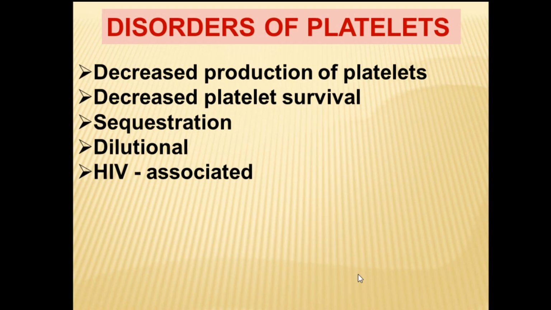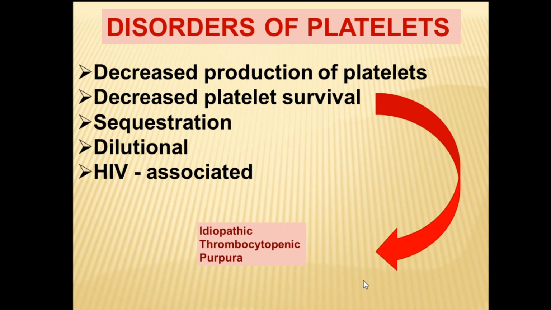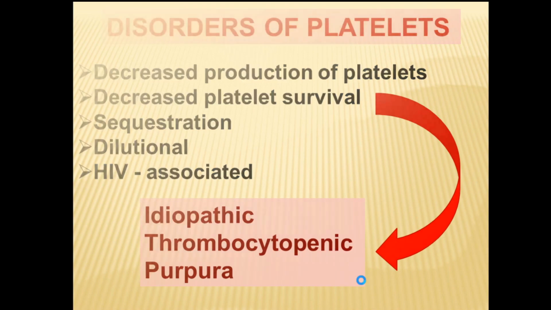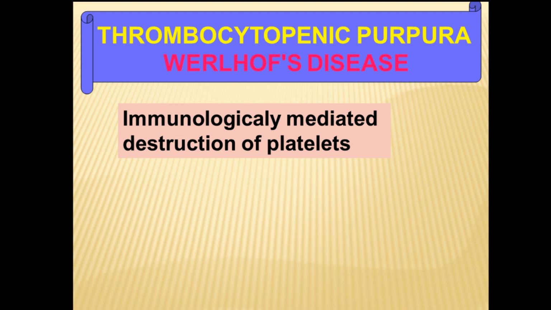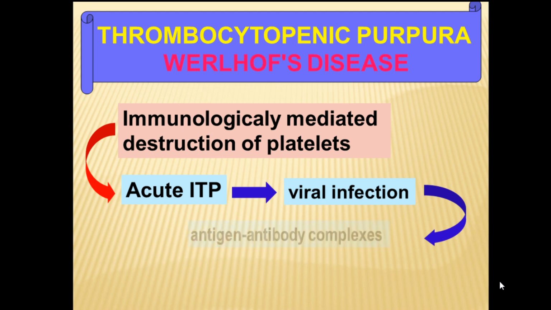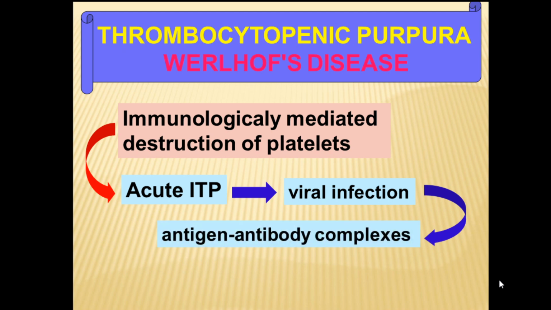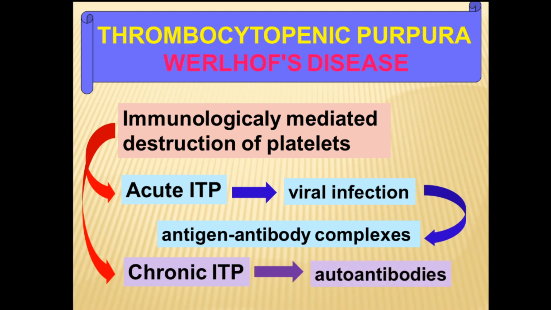Problems with platelets we'll see on the example of thrombocytopenic purpura, or Werlhof disease, which appears due to immunologically mediated destruction of platelets, which may be acute, usually after viral infections, due to formation of pathological antigen-antibody complexes which absorb on platelets and provoke their early destruction, or chronic, which develops due to some immune disorders with formation of pathological autoantibodies.